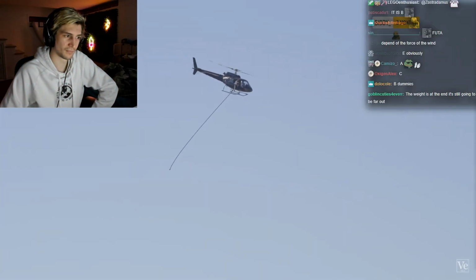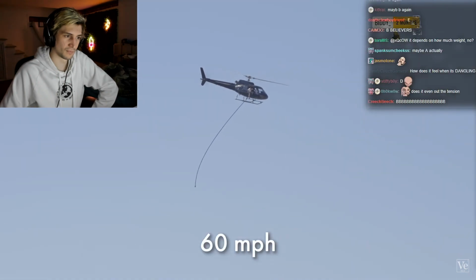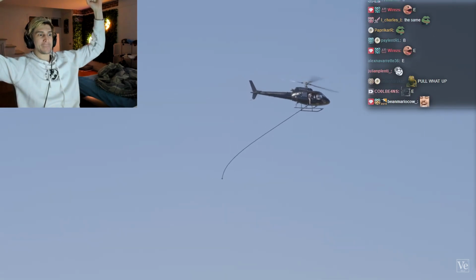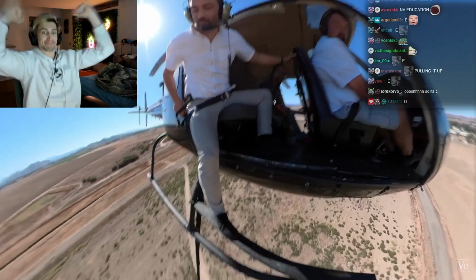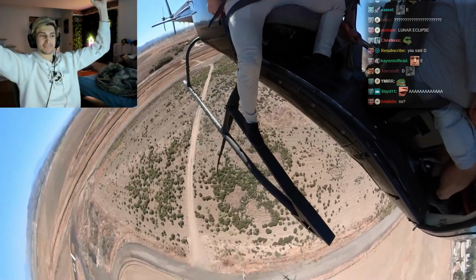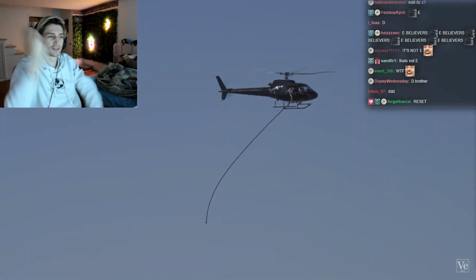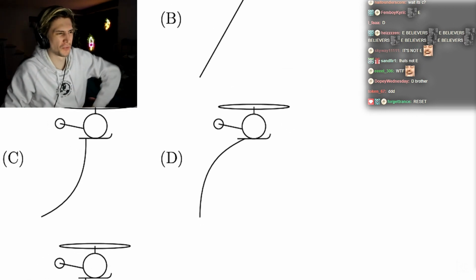Here the helicopter is flying at nearly 100 kilometers per hour. And the rope makes a different shape. You can clearly see it looks like an inverted J. This is option D.